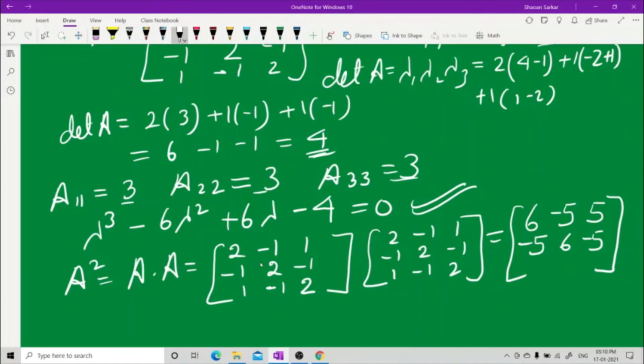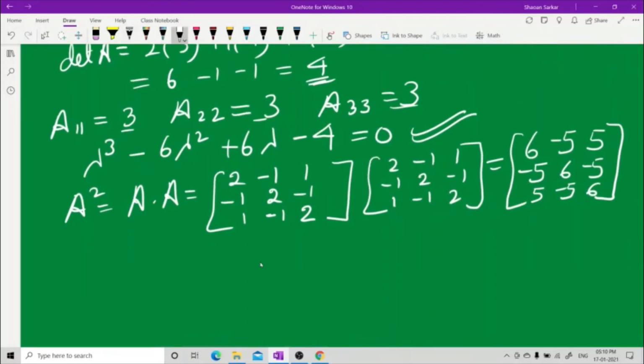Now you will get here 1, 2, 2, 4, plus 1, that is 2, and 1, 3, and then 2, that is 5. Similarly, minus 5 here, and then you will have 1 plus 1, 2, and 2, 2, 4, and that is 6. 4 and 2, 6. So A square you have obtained.